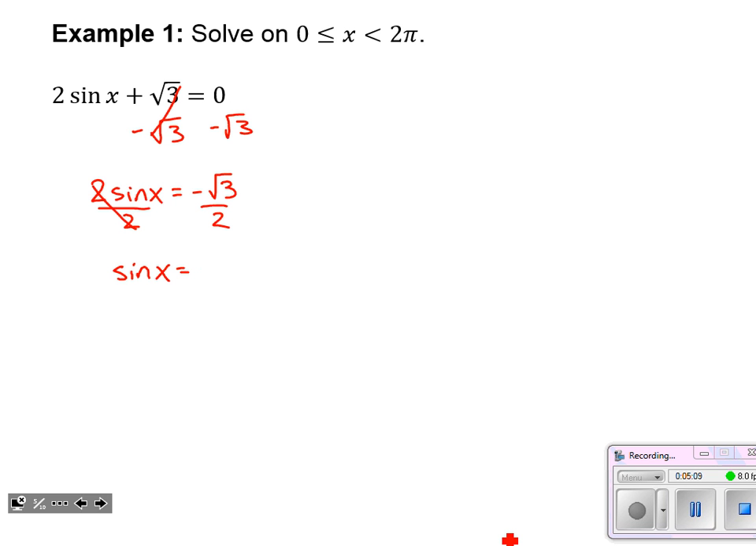So sine of x equals negative root 3 over 2. Well, let's construct that reference triangle, or more than one reference triangle. My sine is negative, so that means the height of my reference triangle should be negative. I'm down in quadrants 3 and 4.